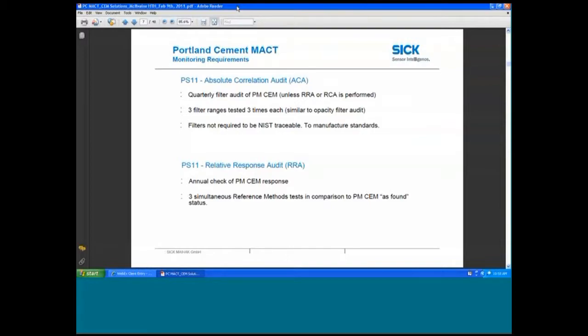Ongoing QAQC, they require quarterly audits, just like you would see with an opacity analyzer. The only real difference between PS11 and the PS1 opacity rule is that the filters aren't required to be NIST traceable, so you can simply send the filters back to the manufacturer for testing. And then on a yearly basis, you have to do what they call a relative response audit, RRA, which is similar to a RADA, and you do, instead of a 15 test run like you did with the correlation audit, a more pared down 3 reference method test comparison to the PM-SEMS as found status. Next slide.